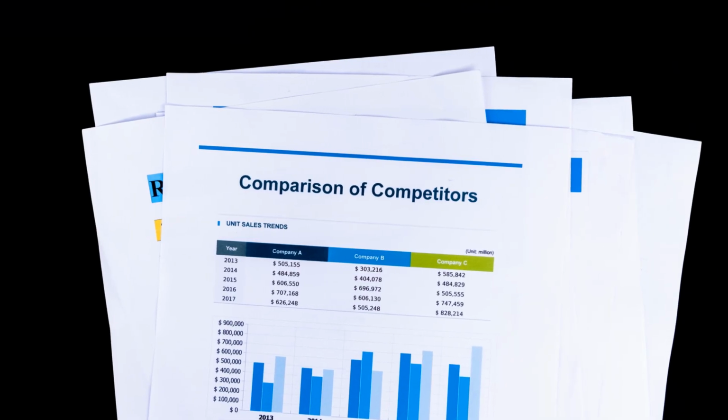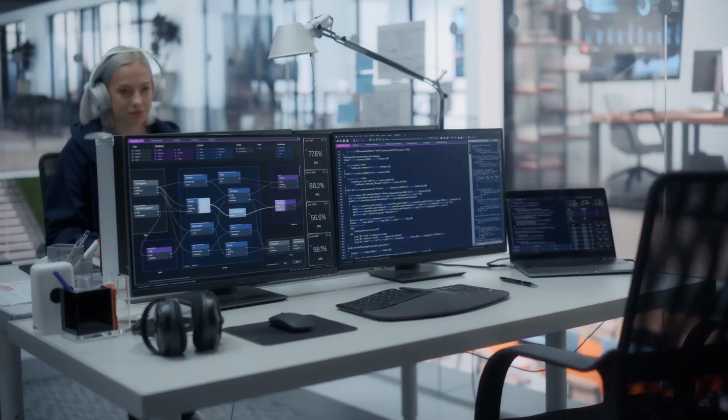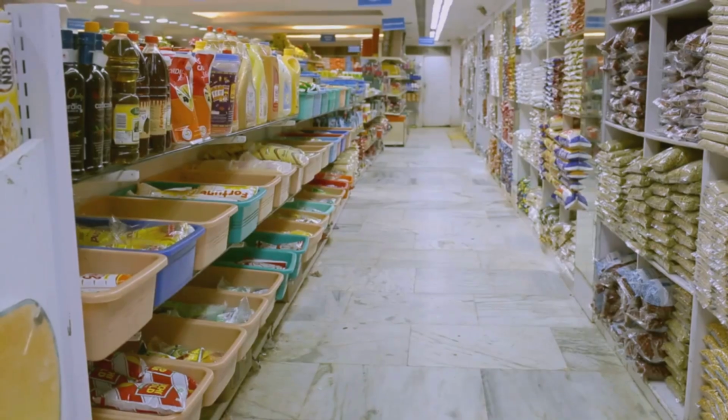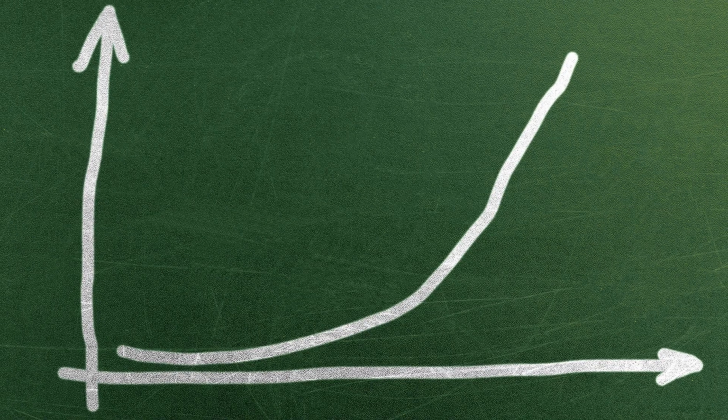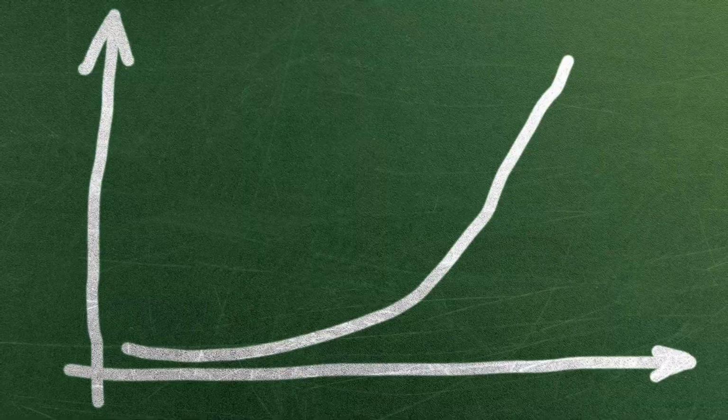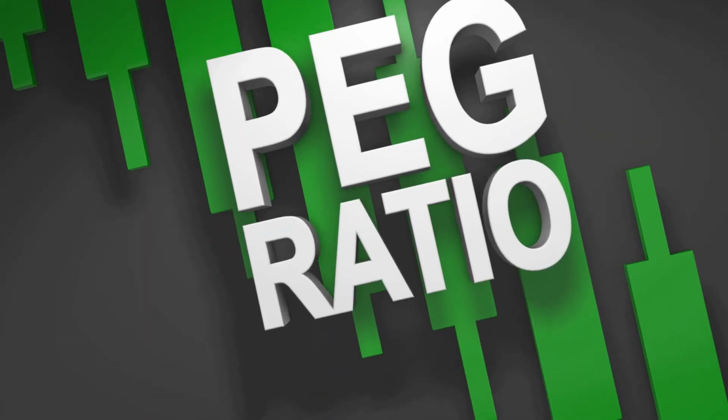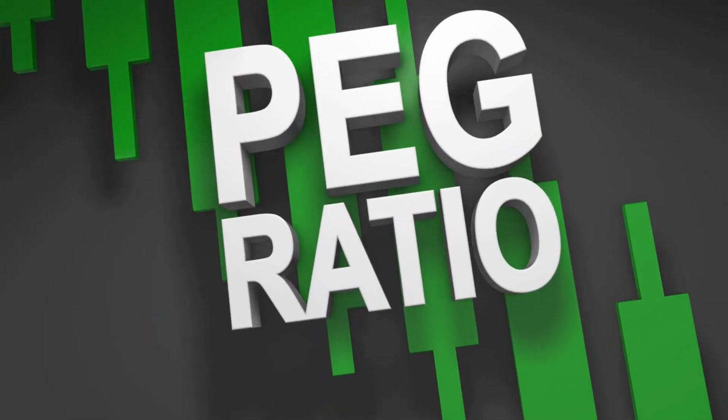But here's the key, you can't judge a stock just by its PS ratio. Always compare it to other companies in the same industry. Think about it. Tech companies usually have higher PS ratios than, say, grocery stores. That's because investors expect their sales to grow way faster. So a good or bad PS ratio really depends on what sector you're looking at.